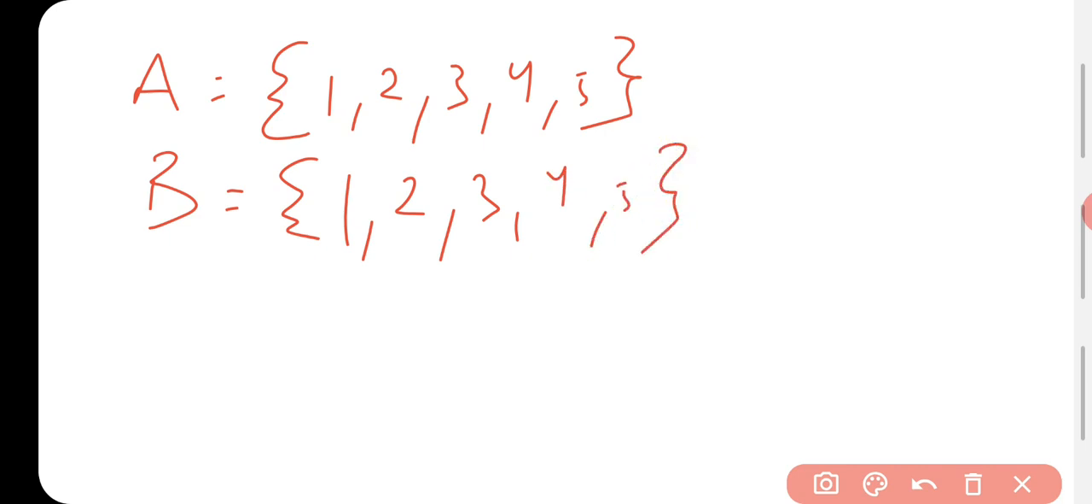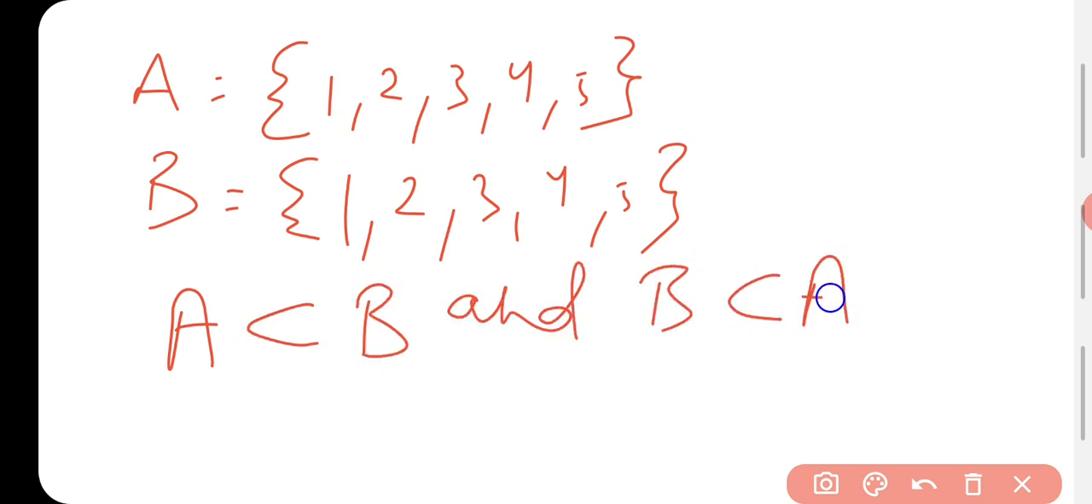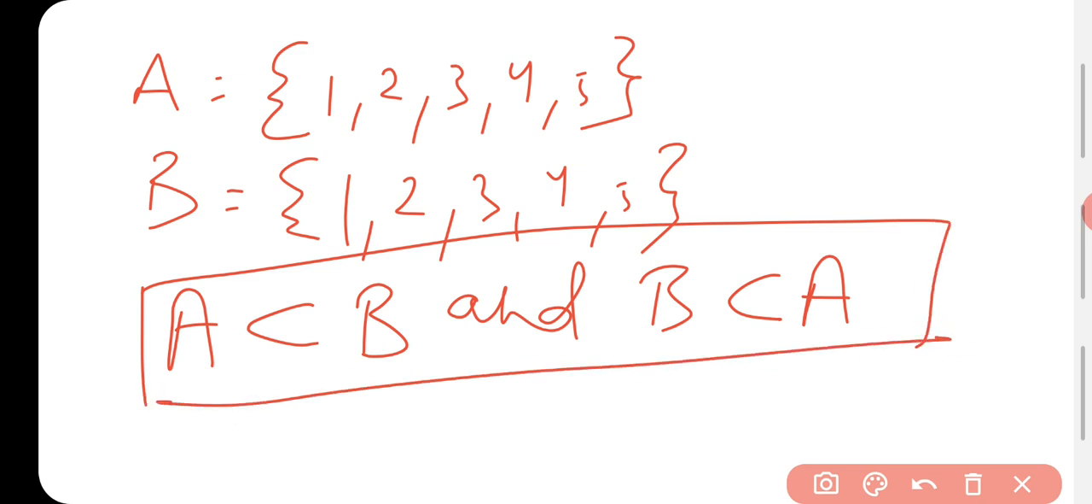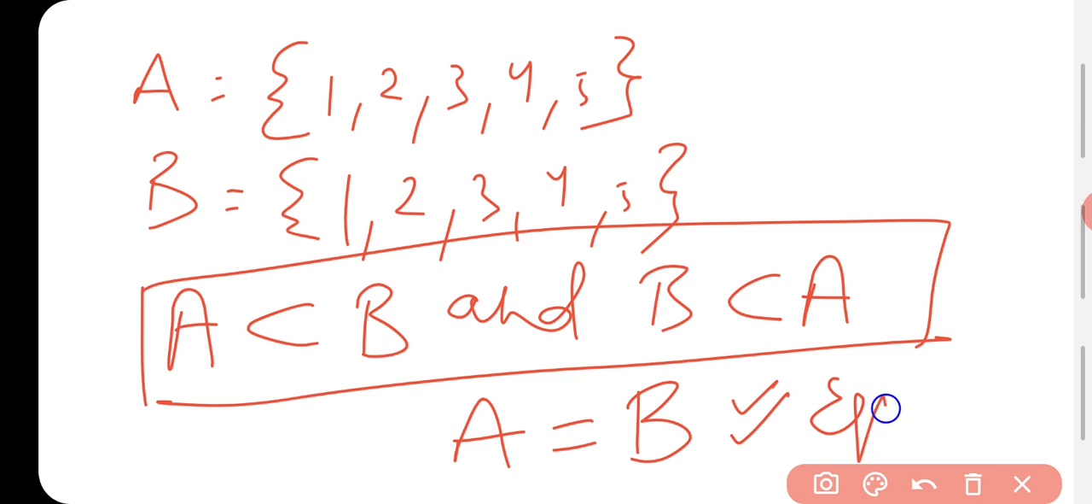I think this is clear to you. Now, all the elements of set A, 1, 2, 3, 4, 5, appear in set B, and all the elements of set B appear in set A. So A is a subset of B and B is a subset of A, and that condition is true only when A is equal to B. It means both are equal sets, as we have done in our previous class. In equal sets, both sets have the same elements.